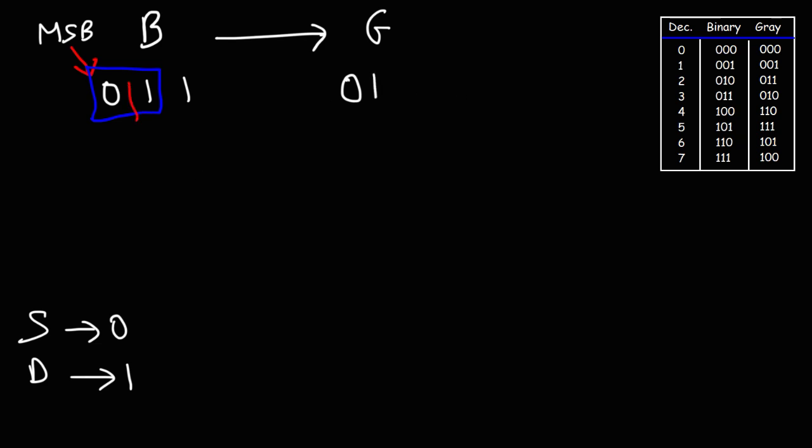Next, let's compare these two. So 1 and 1, they're the same, so we're going to write 0. And thus we can see that the binary code 0, 1, 1 corresponds to the gray code 0, 1, 0. So let's try some more examples.